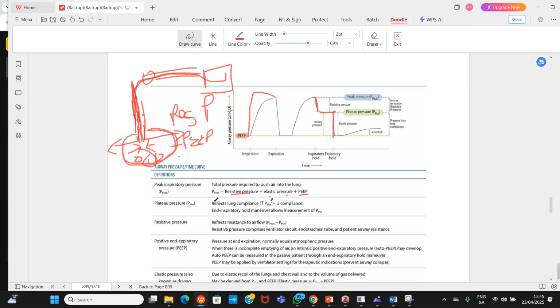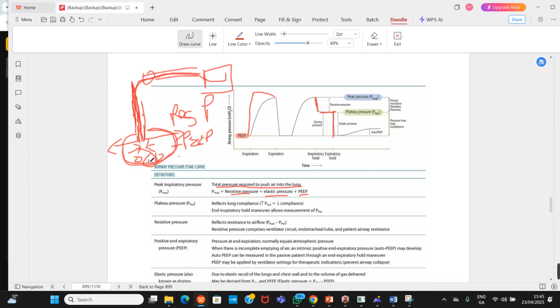So before I answer that person's question, I'm coming, doctor. The total pressure that you now administer is a sum of the resistive pressure, elastic pressure, and the PEEP. And that's what you call the peak inspiratory pressure. That is the total pressure required to push air into the lung.